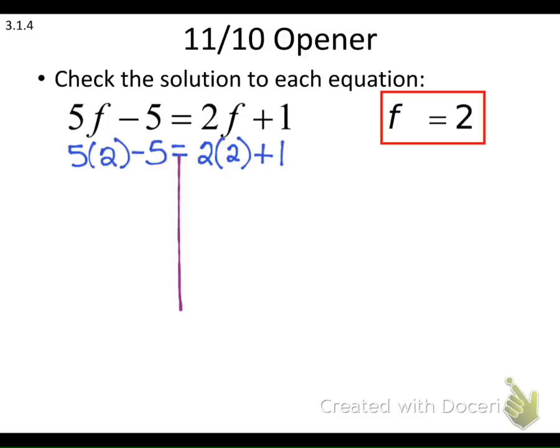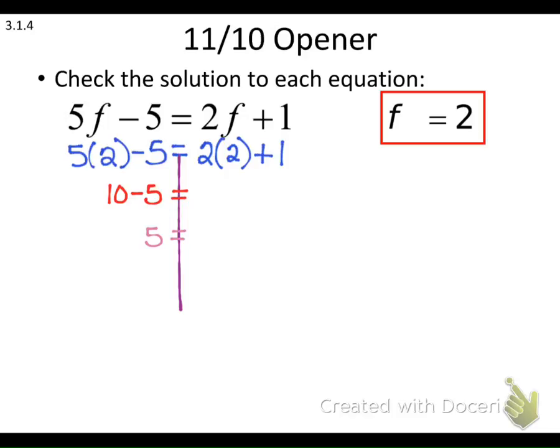So when I go to work on my left side here, 5 times 2 minus 5, where would I start, Brendan? 5 times 2. Which equals? So then I bring down my 10 and my minus 5. Okay? And then finish it up for me. 2 times 2. No. I always work my whole left side and then I go to my right side. You can work both sides at the same time, I just like to do one then the other. 10 minus 5. Which is? 5. Good.